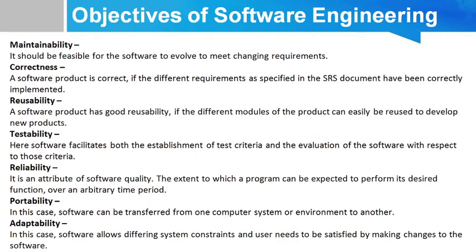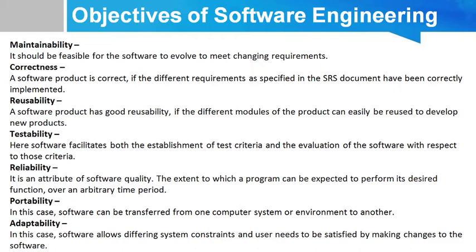Now let's discuss various types of objectives of software engineering. You can see here the various objectives of software engineering. First is the maintainability. It should be feasible for the software to evolve to meet the changing requirement with the use of the software engineering. The next is correctness. Basically, a software product is correct if the different requirements as specified in the SRS have been correctly implemented.